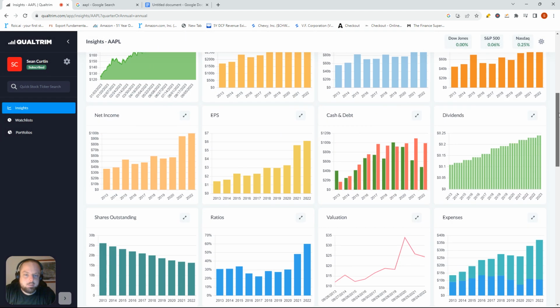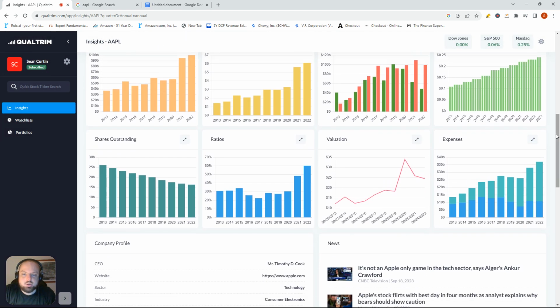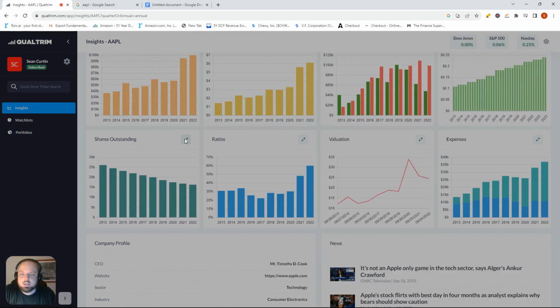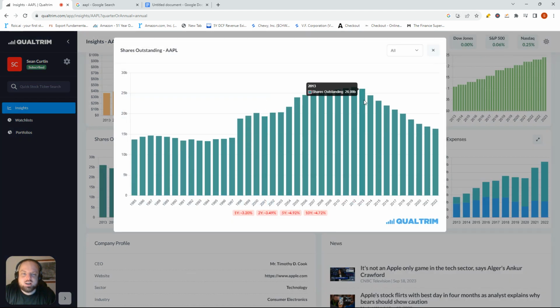What else do we need to look at? Keep this high level for you. Let's look at shares outstanding. So they're buying back shares, and they have been for at least the last 10 years, like a lot.